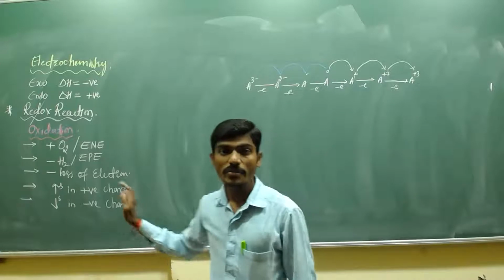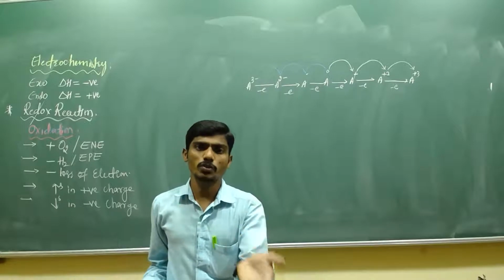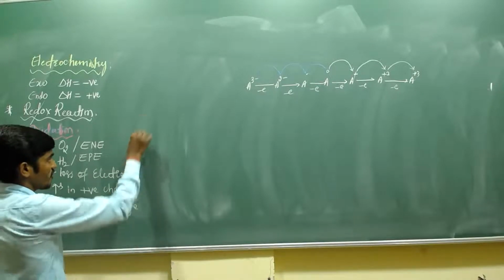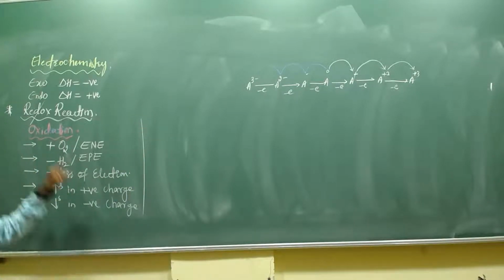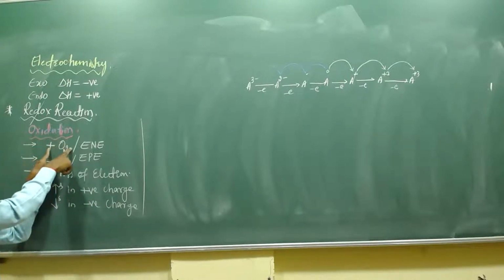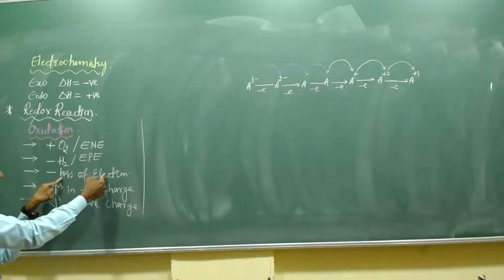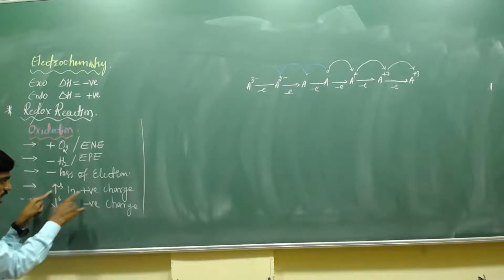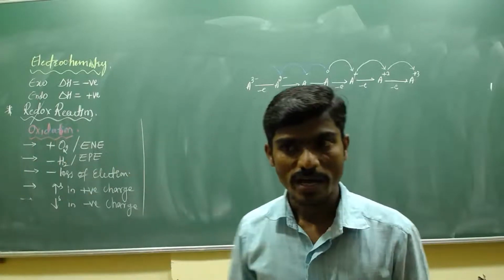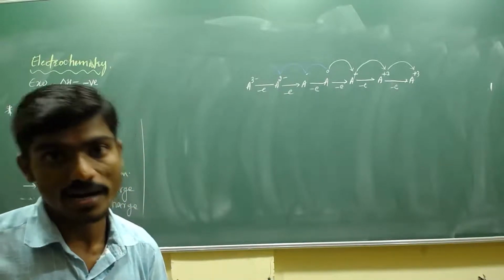So totally I have given 7 definitions for oxidation. Similarly, opposite to this are the 7 definitions of reduction. So you can directly write the definitions of reduction. Addition of oxygen is called oxidation. Then what is the definition of reduction? Removal of oxygen, addition of hydrogen, gain of electron, increase in negative charge, decrease in positive charge. Opposite to the oxidation are the definitions of reduction. So 7 definitions of oxidation, 7 definitions of reduction.